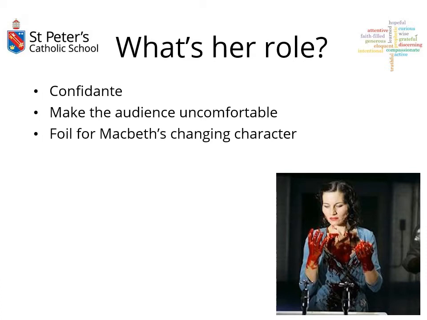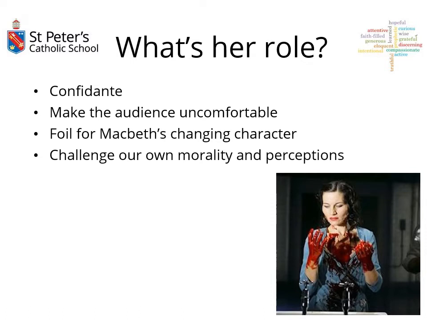So both of them have quite similar consequences, but the way they play out and the effects they have on the characters is very different, and that's really interesting. So Shakespeare is able to look at two different responses to the same stimulus of that horrific regicide.